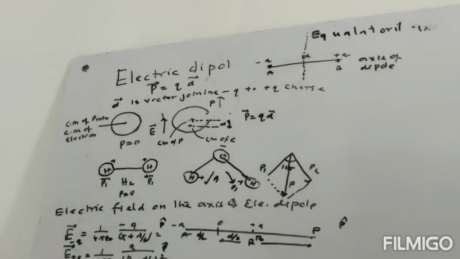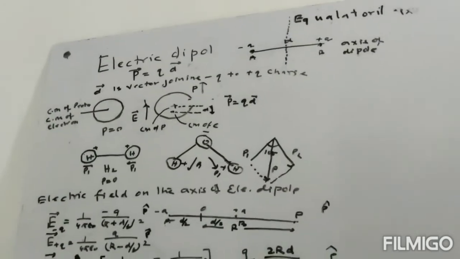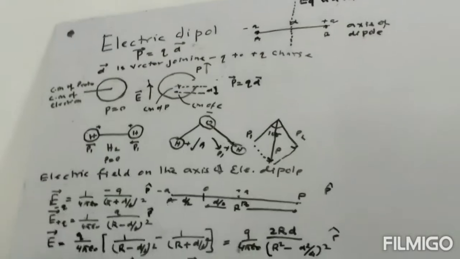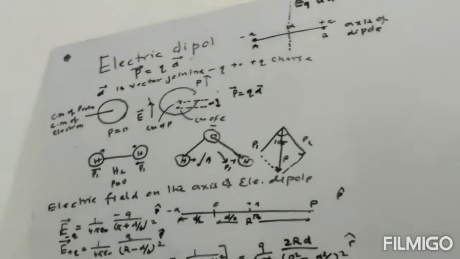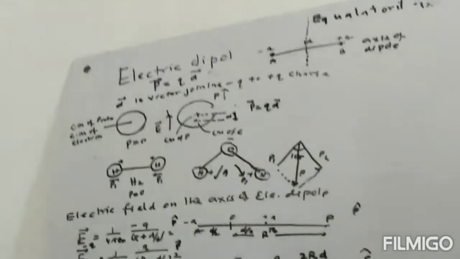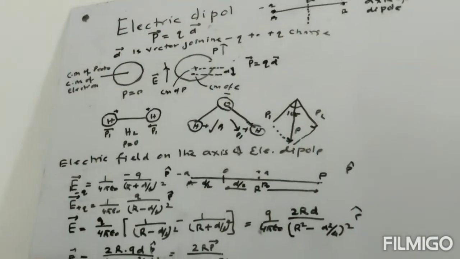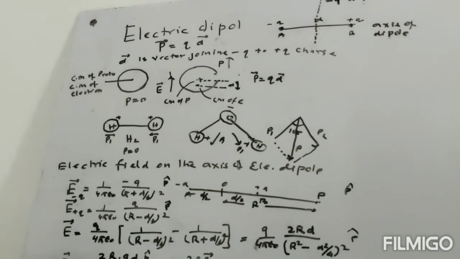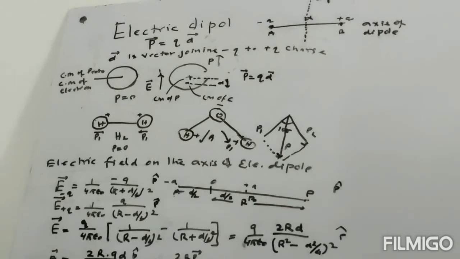An axis which is perpendicular to the axis of the dipole and passing through the midpoint between the two charges is known as the equatorial axis. The unit of dipole moment is coulomb into meter.